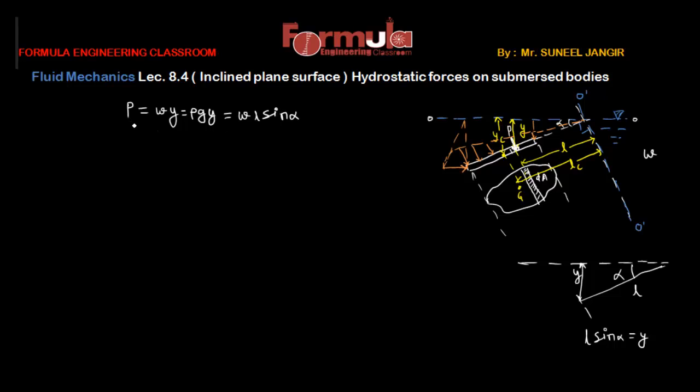Now this pressure intensity is according to this imaginary free surface of fluid. So what is the elementary force exerted by this pressure intensity over this elementary area dA? Easily we can write that the elementary force dF will be equal to the pressure intensity times the elementary area dA. So the pressure intensity is W L sine alpha, into dA. This is the elementary force. Now, what is the total force?